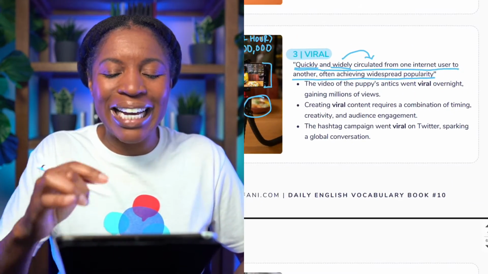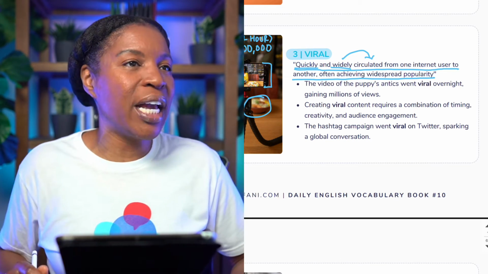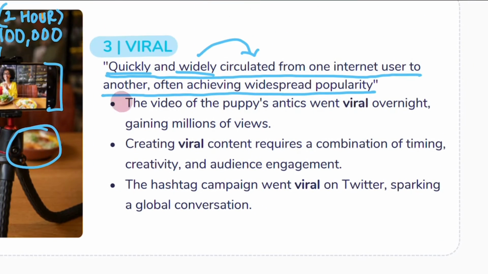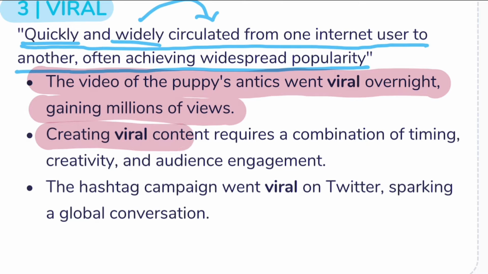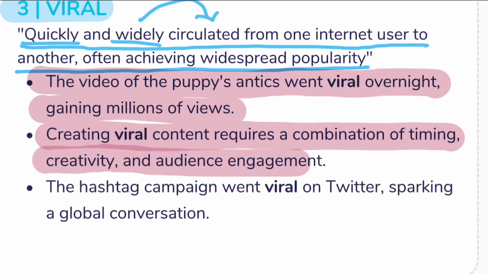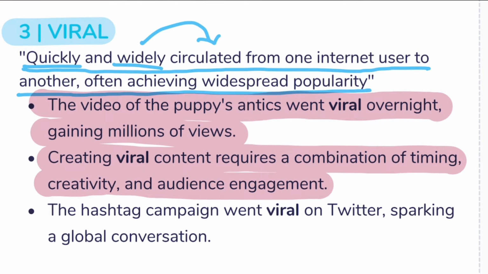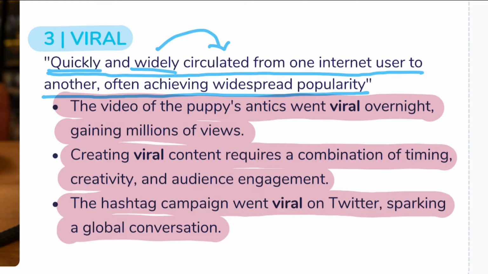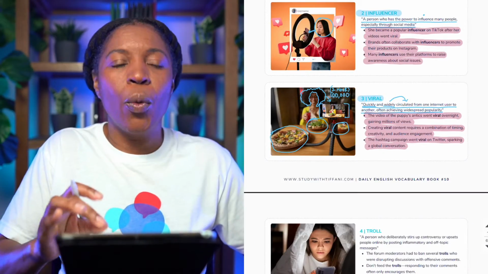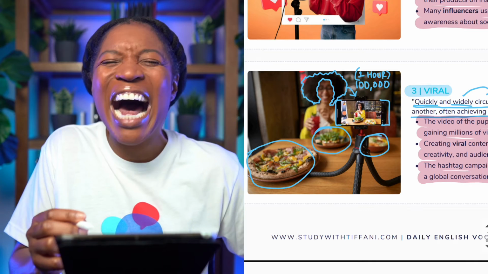All right. Now let's check out these example sentences. Here's the first example sentence. The video of the puppy's antics went viral overnight, gaining millions of views. Next, creating viral content requires a combination of timing, creativity, and audience engagement. And finally, the hashtag campaign went viral on Twitter, sparking a global conversation. So, once again, we have the third term being viral.